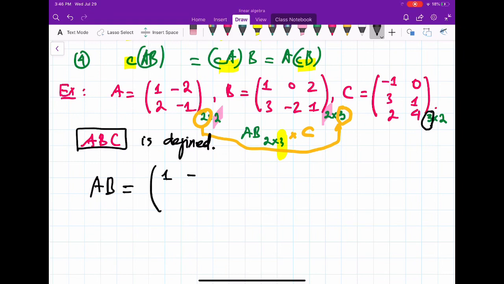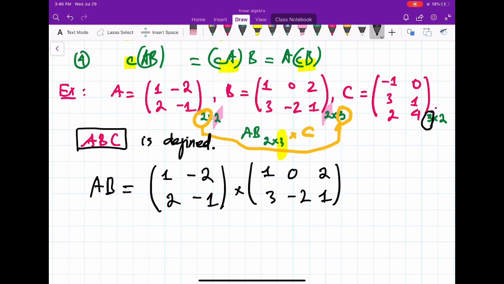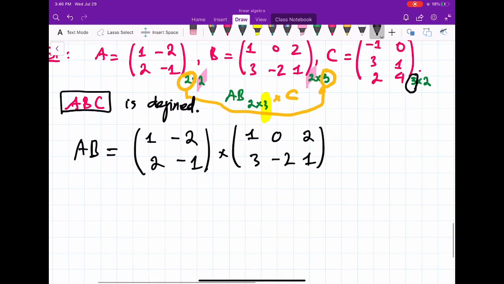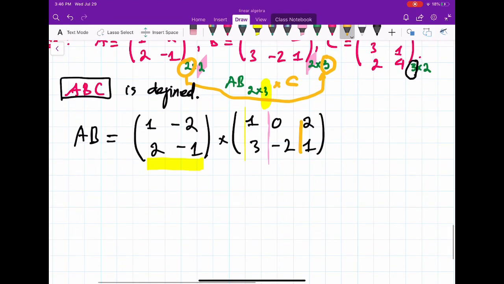That is [1, -2; 2, -1] here. Let's copy again: [1, 0, 2; 3, -2, 1]. I will multiply the whole matrix with the first column, and then I move to the second column, and then I move to the last column. That's how we do matrix multiplication. There I have the following one.